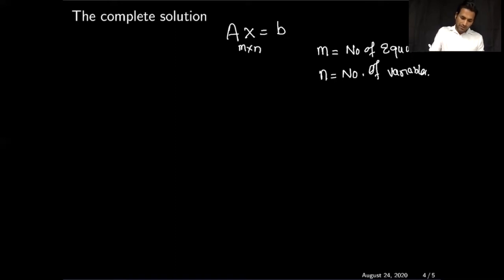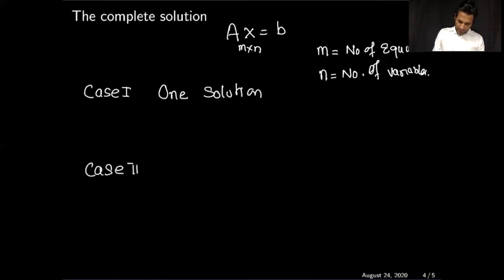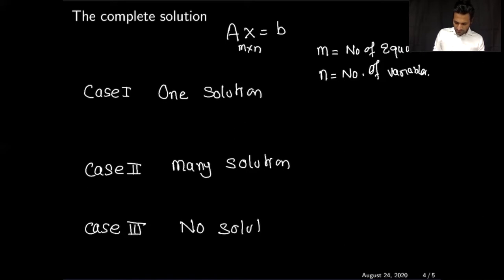Whenever you try to solve a linear system, you will end up with these 3 cases. In case number 1, you can have one solution to the linear system. That will be the first situation. There could be a case where you have many solutions, not just one, but infinitely many. And the third possibility could be no solution. So these 3 possibilities can occur when we try to solve the linear system AX equals B.